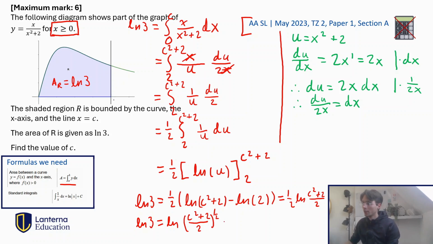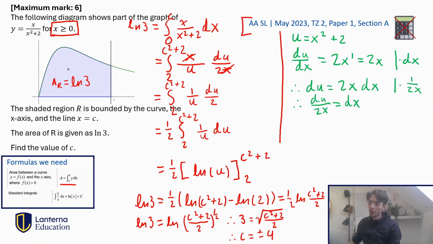So finally I end up with, we're really running out of space here, but we'll manage, guys, we'll manage. We'll get 3 equals the square root of (c squared plus 2) divided by 2. Now, if we do some rearranging here, we square both sides, multiply the 2 over, subtract 2, take the square root, trust you can do that, then we actually end up getting that c is plus or minus 4.